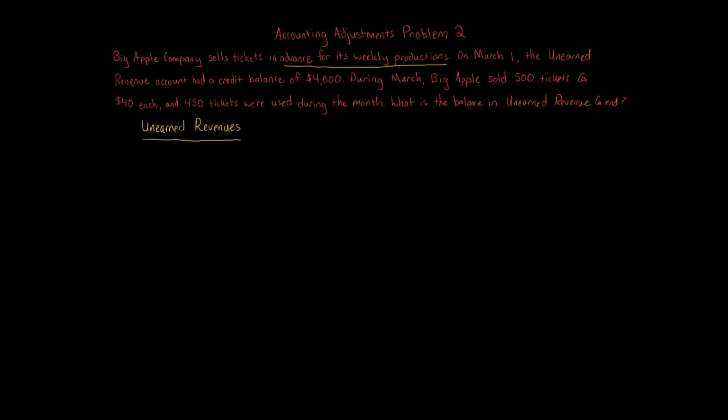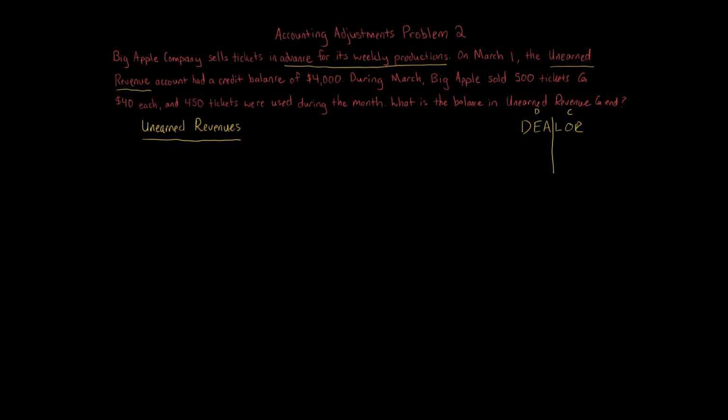On March 1st, the unearned revenue account had a credit balance of $4,000. Now, unearned revenue, that account is a liability. Always use our friendly acronym DEALOR, D-E-A-L-O-R. Remember, draw a line in the middle. The DEA accounts increase on the left side, the LOR increase on the right. That's debit on the left, credit on the right. D for drawing, E for expense, A for asset, L for liabilities, O for owner's equity, and R for revenue.